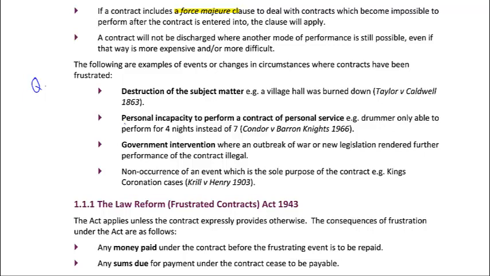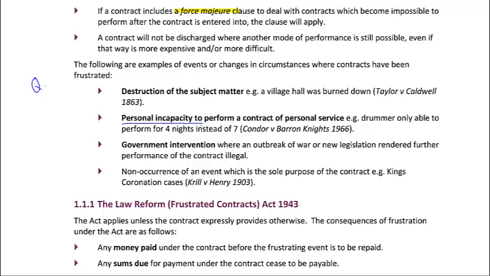Another common one is personal incapacity. Now this is where the contract is one for personal service, and the lead case on that is a drummer in the band Barron Knights, and he had RSI, which if you're a drummer I guess is a bit of a problem. He couldn't use his wrist properly. So the doctors said that he could only perform for 4 nights in a row instead of 7. And the court said, well, that frustrated his contract with the band. They were therefore able to treat the contract as discharged and employ a different drummer.